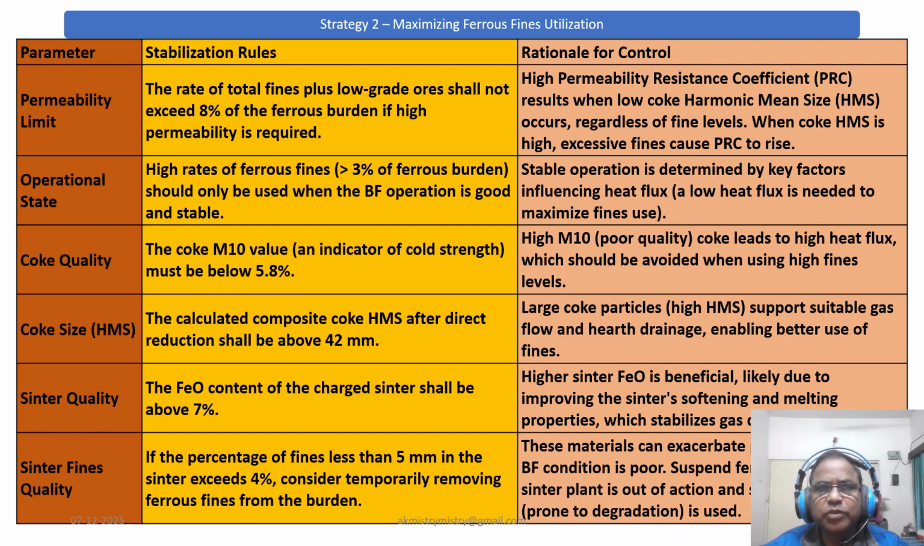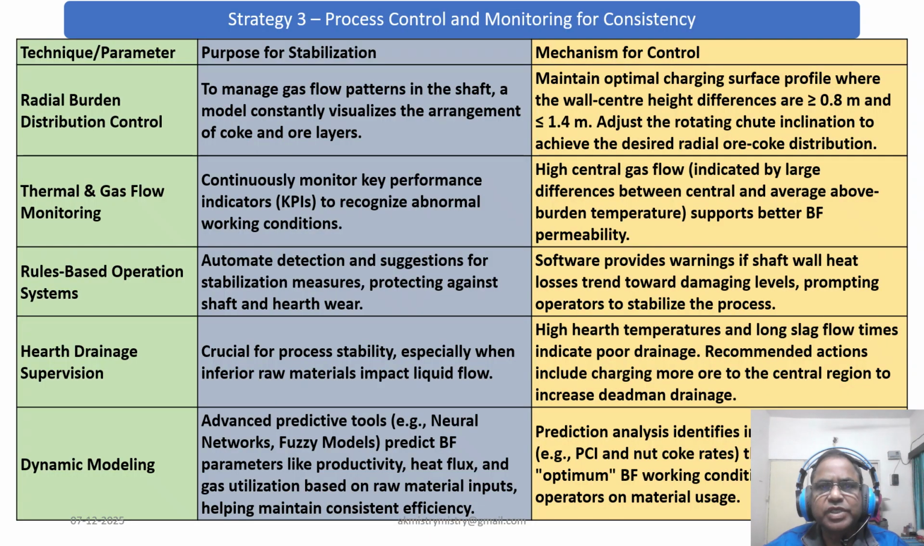Radial burden distribution control uses a model to constantly visualize the arrangement of coke and ore layers to manage gas flow pattern in the shaft. The optimal charging surface profile must be maintained where wall-center height differences are between 0.8 meter and 1.4 meter, achieved by adjusting the rotating chute inclination.